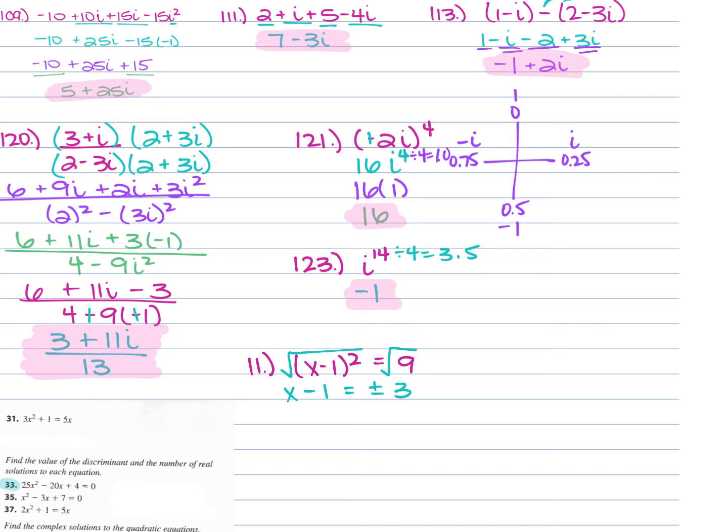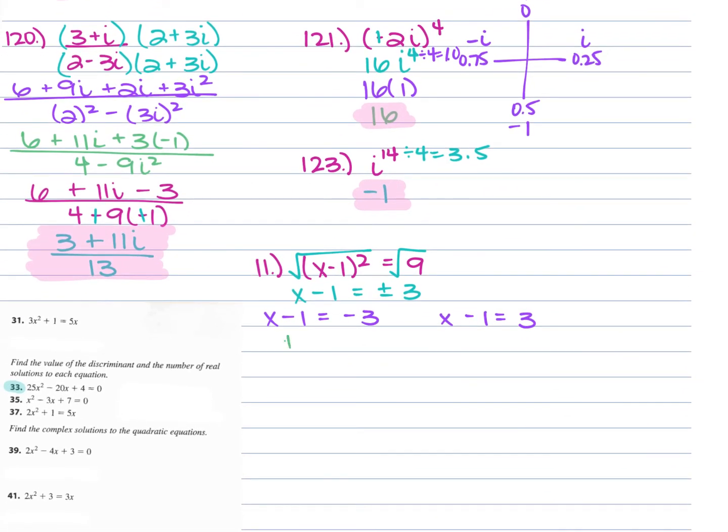Because this simplifies to be positive or negative 3, we're going to separate this into two equations. So we're going to have one that's x minus 1 is equal to negative 3, and one that's x minus 1 is equal to positive 3. And we're just going to solve both of them. So we're going to move the 1 over, adding it to both sides, and this gives us that x is equal to negative 2, and x is equal to 4.